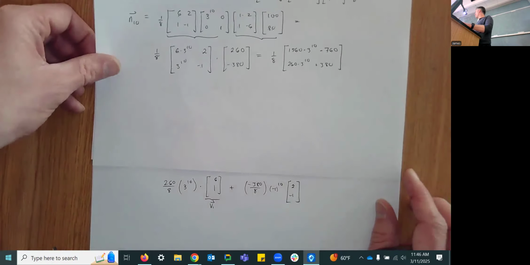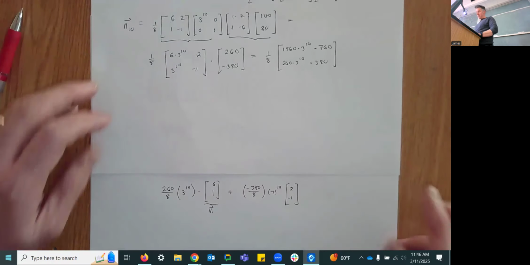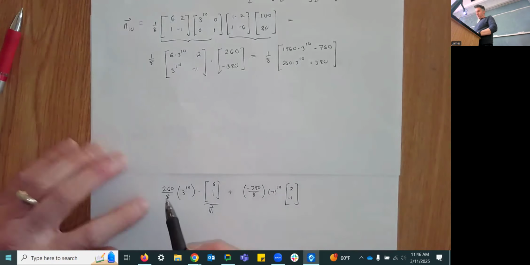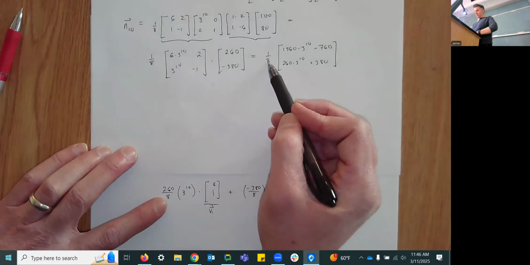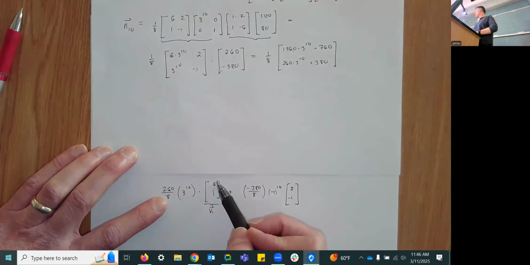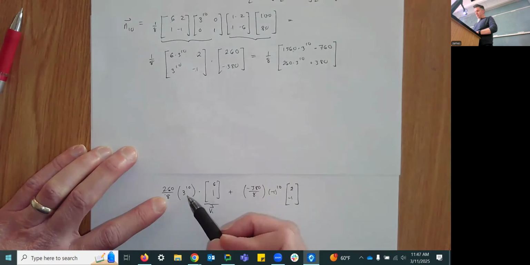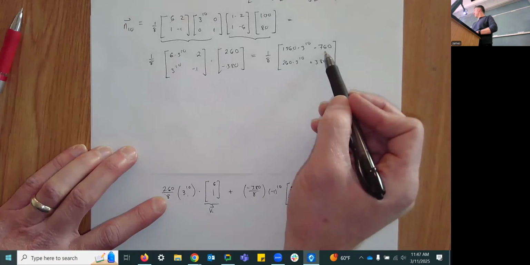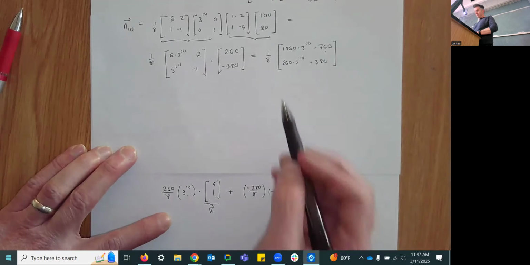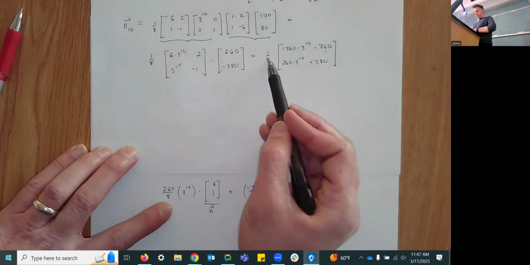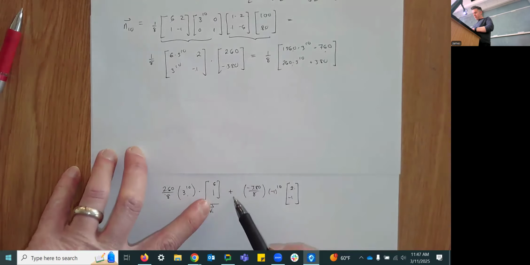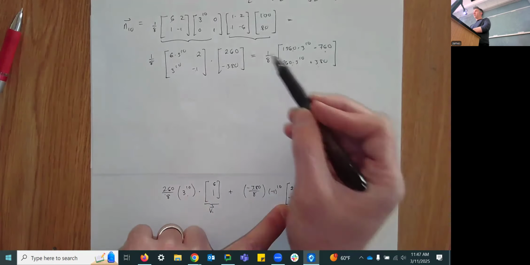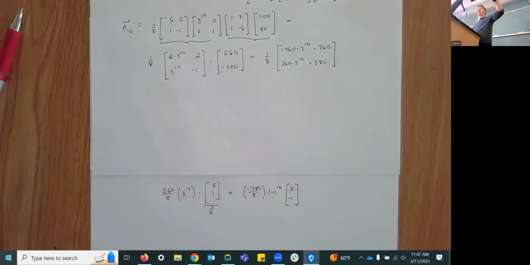Looking back over here for a second, in my first entry I have 1/8 times 1560, which is 260 times 6, times 3 to the 10th, plus negative 380 times 2, which is negative 760. And in my second row, I have 260 times 1/8 times 3 to the 10th times 1, plus negative 380 over 8 times negative 1, which is the same as 380 over 1. Yeah, so they are the same. So we have the same result either way you did it.